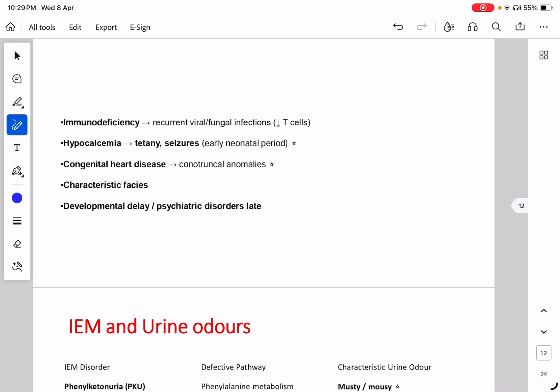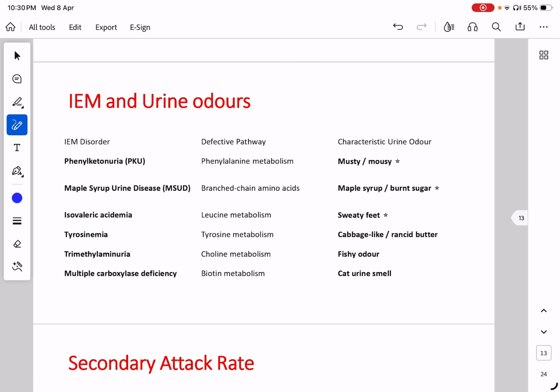And what are the important clinical features we can see here? Immunodeficiency, that is recurrent viral or fungal infections because of decreased T cells due to thymic hypoplasia. Hypocalcemia is usually seen, which may lead to tetany and seizures in early neonatal periods. And congenital heart disease, which is conotruncal anomalies, and characteristic faces are seen. Developmental delay and psychiatric disorders can also be seen.